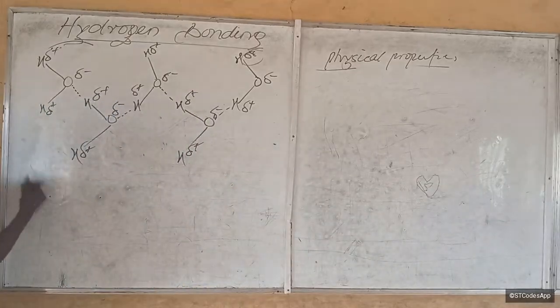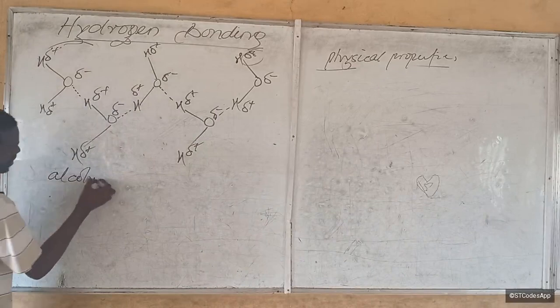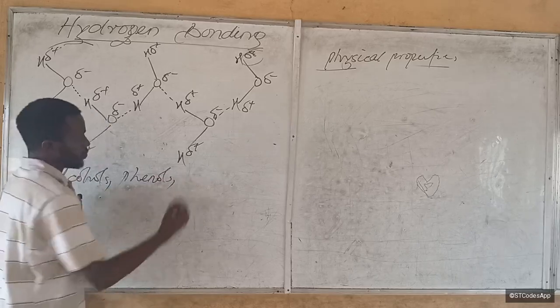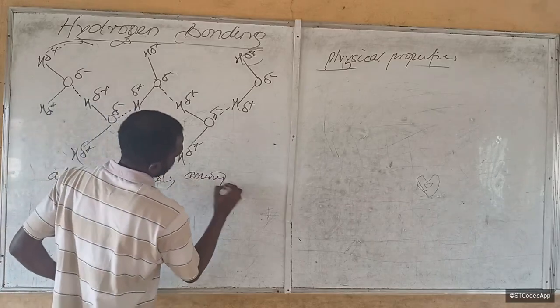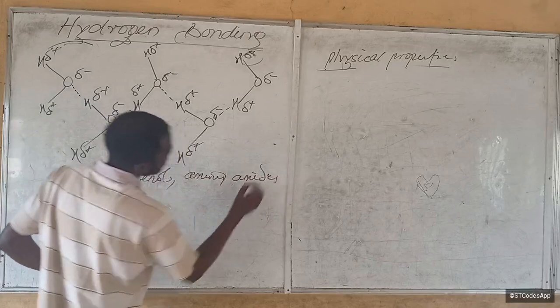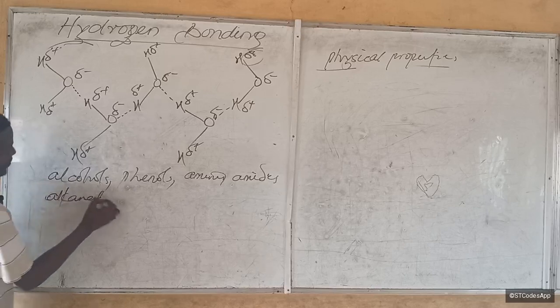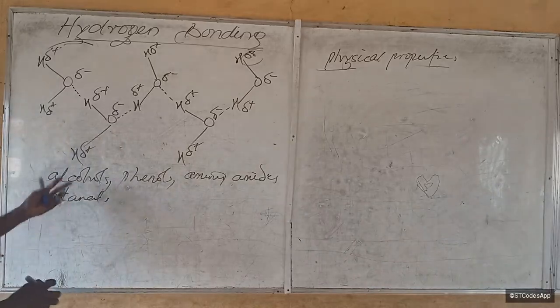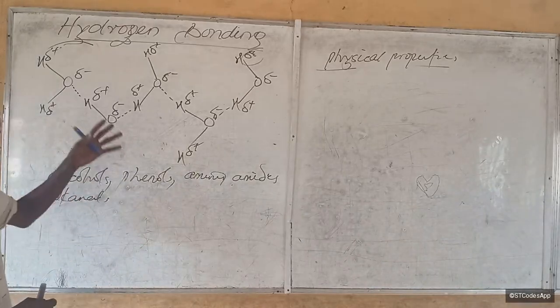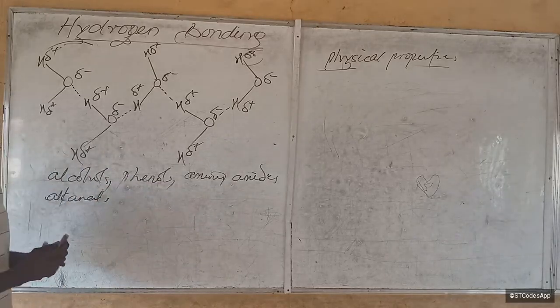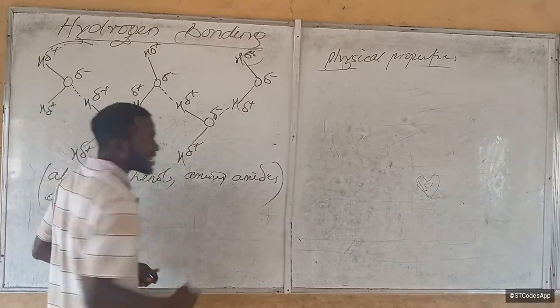We see it with alcohols. We see it with phenols. We see it with amines. We see it with sugars, carbohydrates, alkanals, or aldehydes. These are the organic compounds in which we see this hydrogen bonding, and this makes them slightly what?